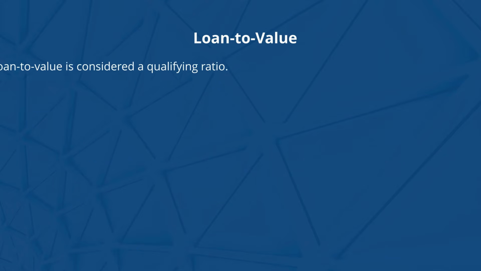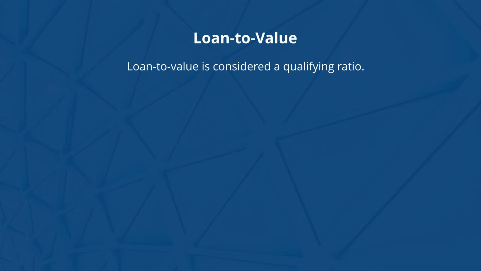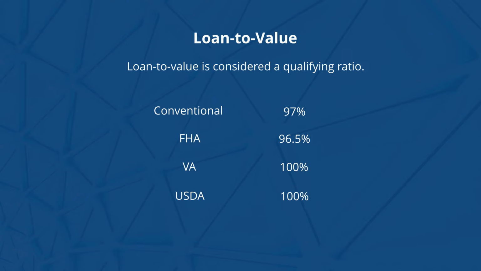Loan-to-value. Loan-to-value is considered a qualifying ratio. The maximum LTV, or loan-to-value, on the programs we discussed are conventional, 97%, or a 3% down payment. FHA, 96.5% with a 3.5% down payment. VA, 100%, no down payment is required. And USDA, 100% with no down payment required.